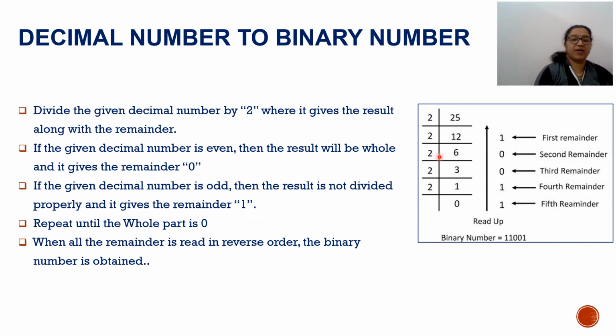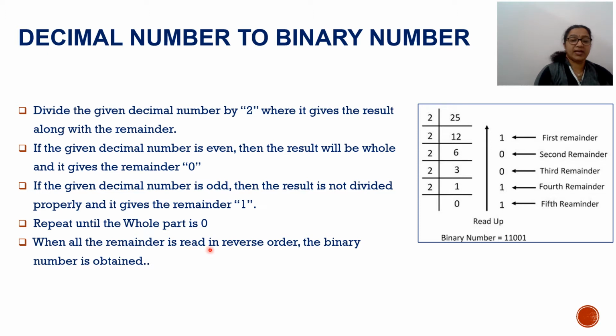Now again we divide 6 by 2. 3 is the quotient, and we get 0 as the remainder. Again we divide by 2. 1 is the quotient and it's an odd number, so 1 is the remainder also. Again we divide by 2. So 0 is the quotient and 1 is the remainder. Now the whole part is 0.